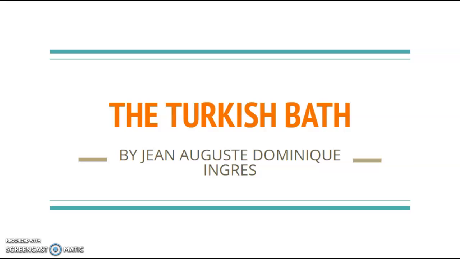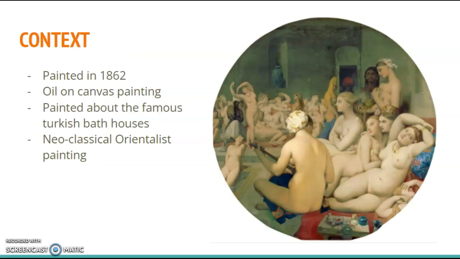I'm going to be talking about the Turkish Bath, which is a painting by Jean-Auguste Dominique Ingres. The Turkish Bath is a painting made in 1862 by Jean-Auguste, as we have said. It's an oil on canvas painting. It's painted about the famous Turkish bathhouses in the style of neoclassicism and Orientalism.